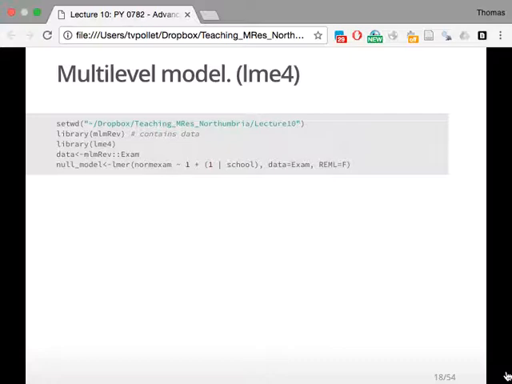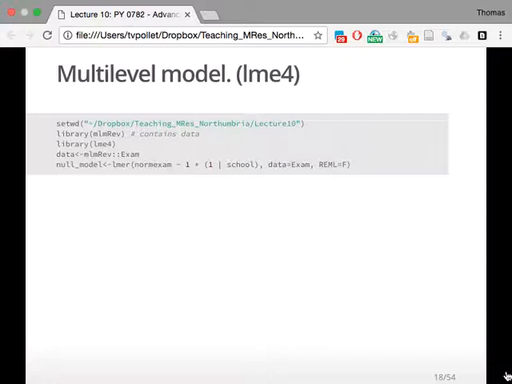This is a null model, and lmer works like your ANOVA command or your lm command before. So lmer is the wrapper for the function. The thing before the tilde, you should by now recall, is the dependent variable. This is just an intercept, so 1 is just an intercept. First we're going to build a null model, and then we're going to build more complex models.